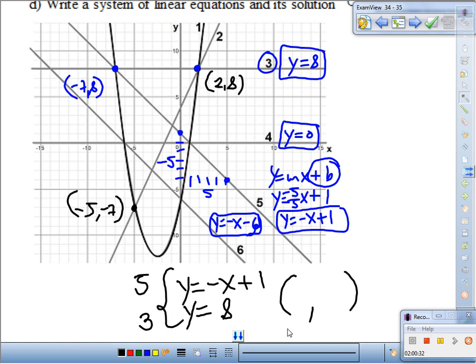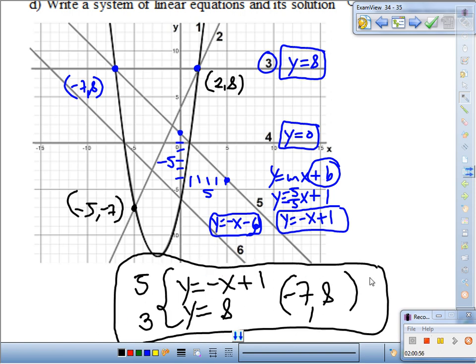Okay, by now you should see it. On 3, 1, 2, 3. Negative 7, 8 is correct. That's the solution to this system, and that's how you do number 34. Piece of cake? All right, let's go to number 35. Bam, let's go.